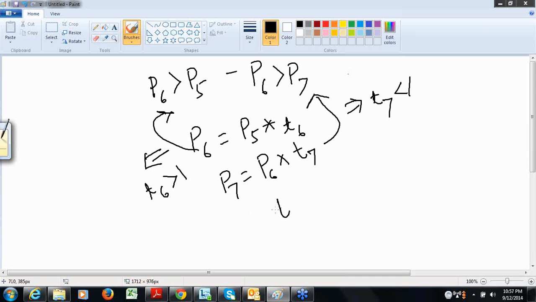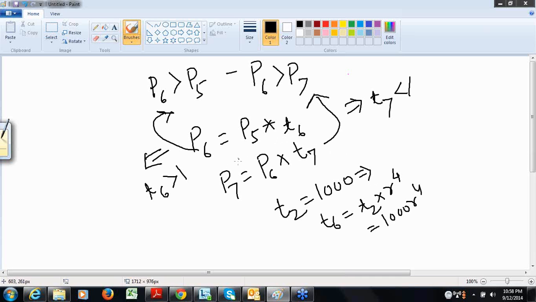Okay. And what is written? T2 is given 1000, which implies T6 will be what? T2 into R to the power 4, which will be 1000 R to the power 4. T2 is the second term, and the second term is given 1000. So T6 will be the second term into common ratio to the power 4. Nth term in a GP is A R to the power n minus 1.